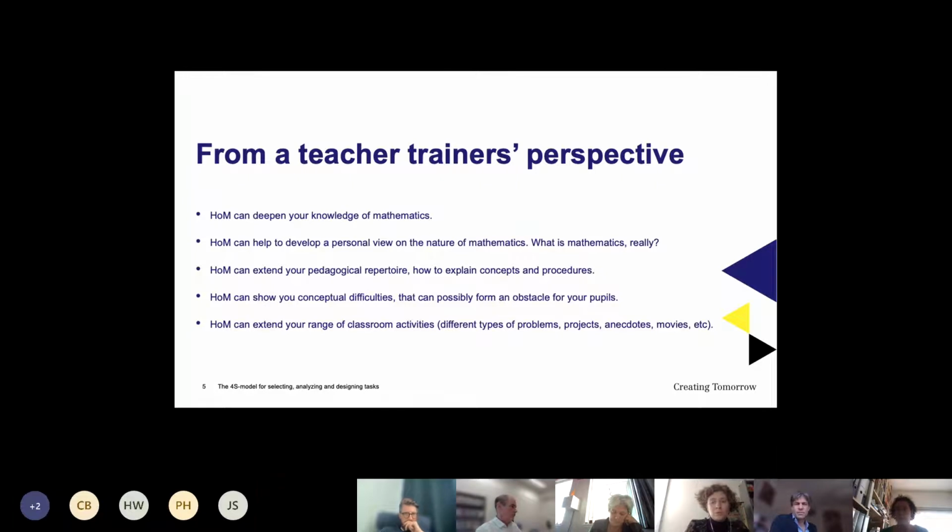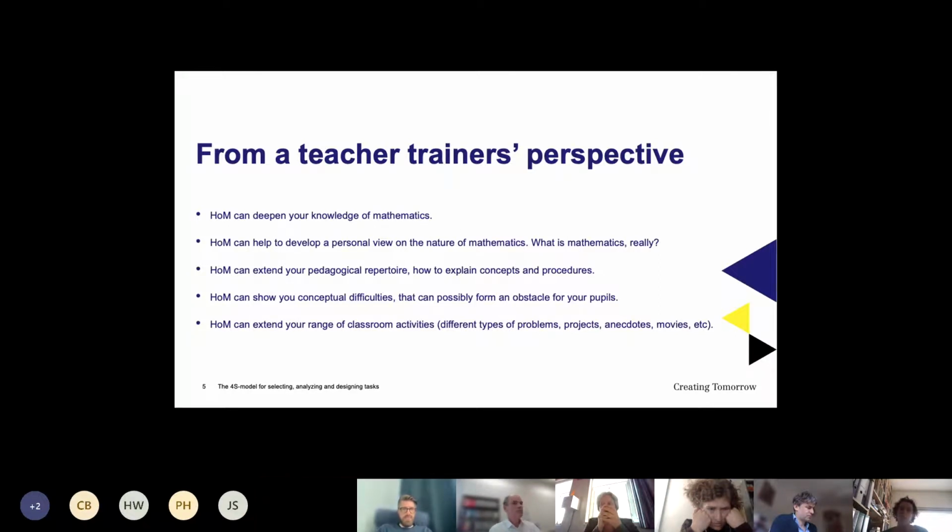As you can see, there are a lot of different reasons. I've listed 5 here. It can deepen your knowledge. It can help you develop a personal view. It can extend your pedagogical repertoire. It can show you conceptual difficulties and extend your range of classroom activities.